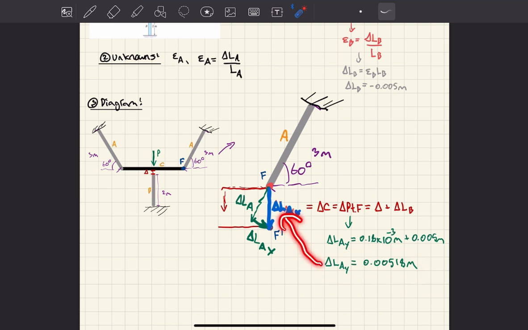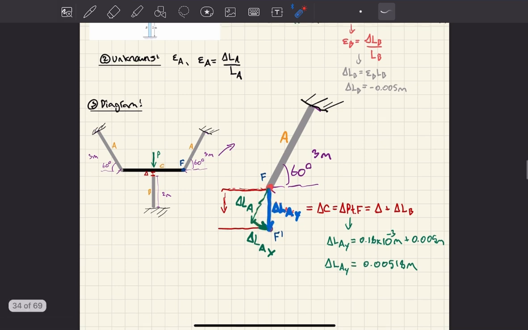We go back to our diagram, our third diagram now. So we know the value of this. What are we after? Is this what we're going to plug into our strain equation? Well, no. We're looking for the axial strain, so we need the axial change in length, not the y component. We're not looking for the displacement. We're looking for the axial change in length. How do we find this?